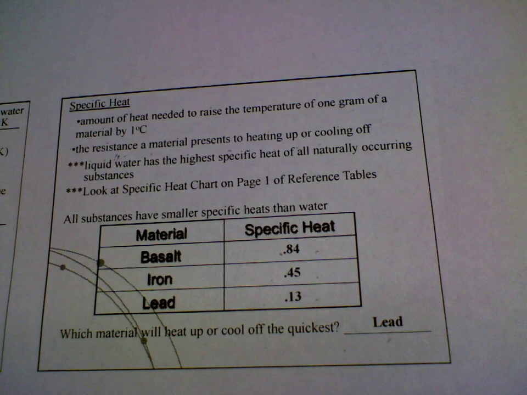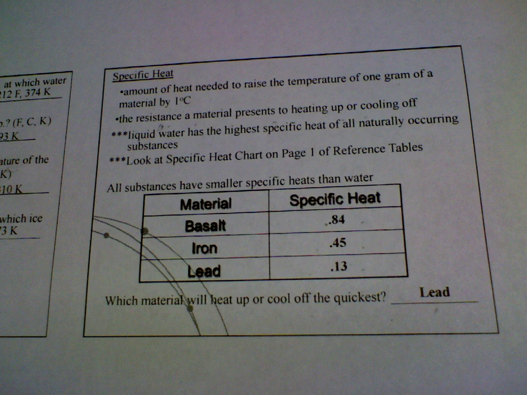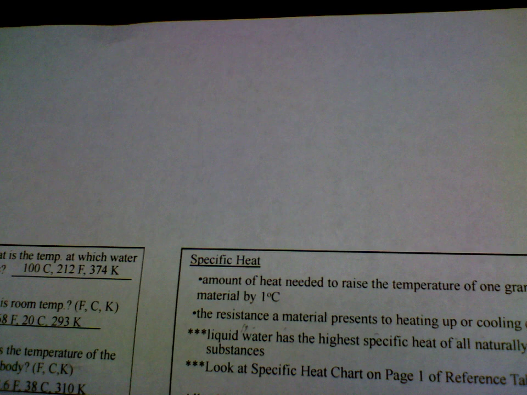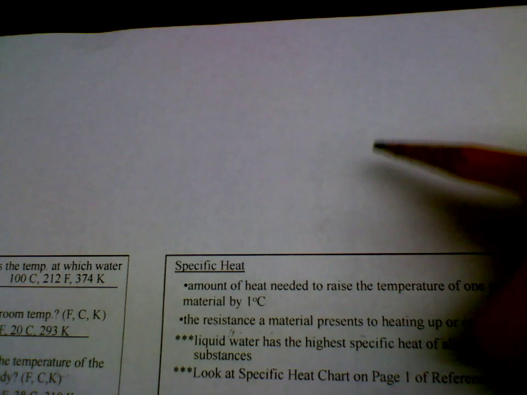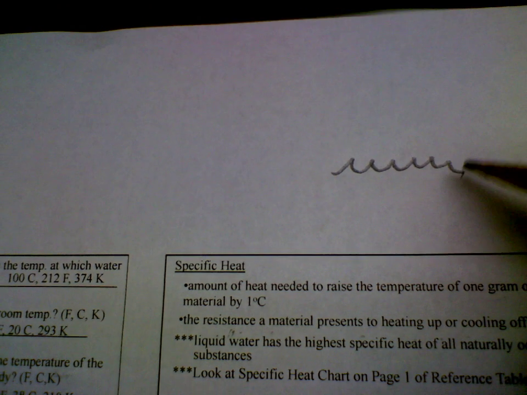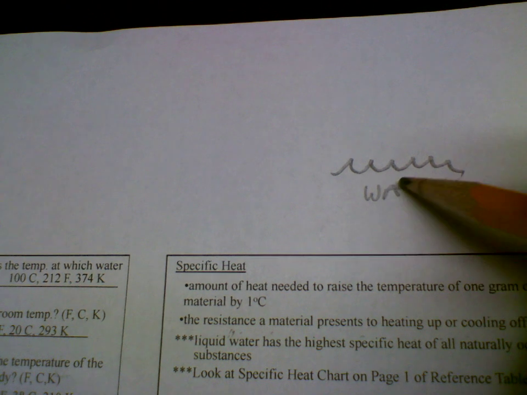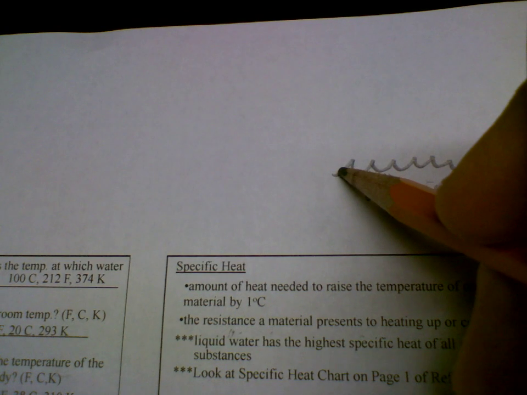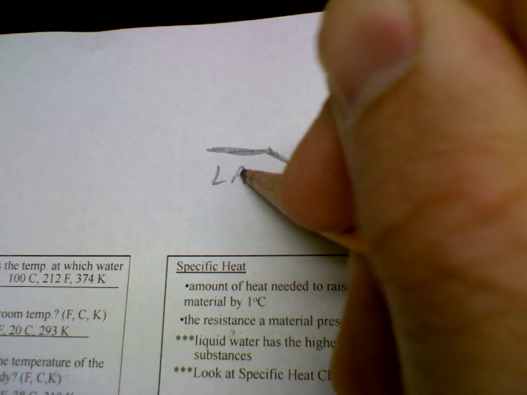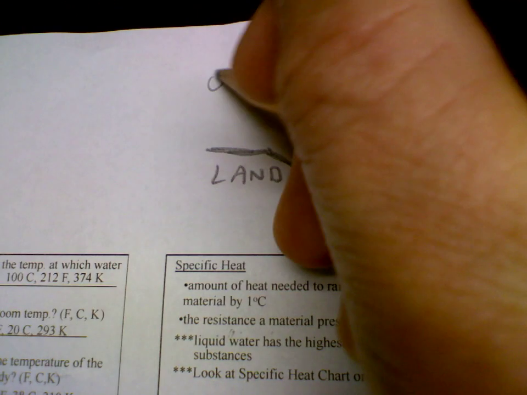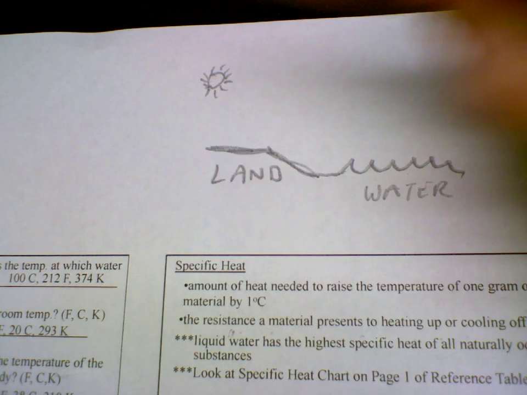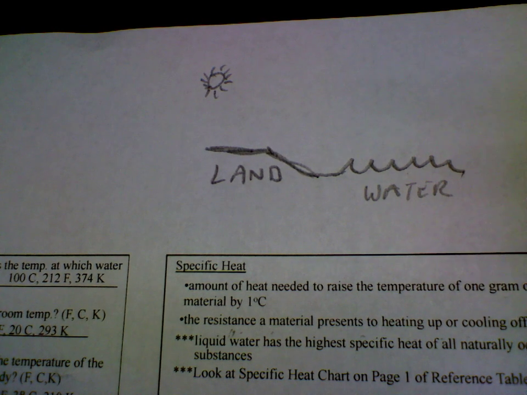Now, why is that important? Water is really important. When we get to weather, you're going to see why this is so important. Eventually, we're going to look at this. Maybe we go to the beach. There's the water. And right next to it, we'll make this the land. And it's going to be a nice sunny day. And it's the summer. So let's think of the summer. Let's think to better times right now.